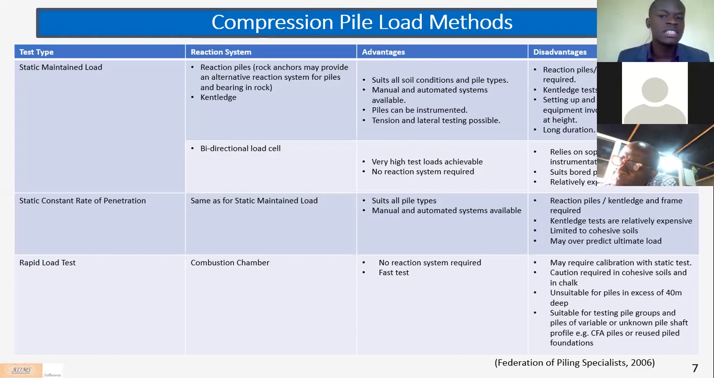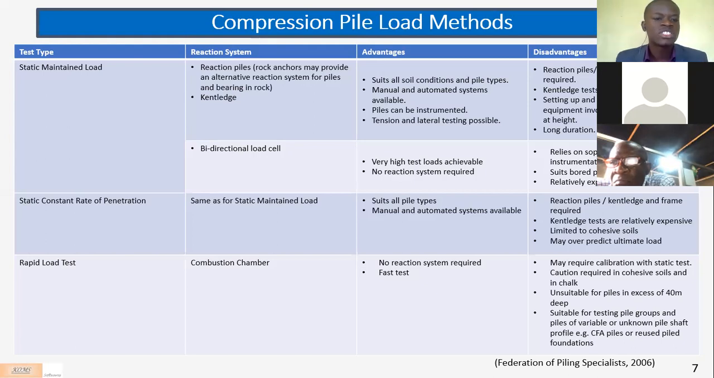And setting up and dismantling the test equipment involves operations of working at height, and it takes a lot of time. And for the bidirectional load cell, the advantage is that very high test loads are achievable with this test. No reaction system is required, but the setbacks are that it relies on sophisticated pile instrumentation and analysis, it suits only bored piles, and it is relatively expensive. Okay, that is for the static maintained load. I'm going to be showing you some pictures of some of these methods in the next slide.